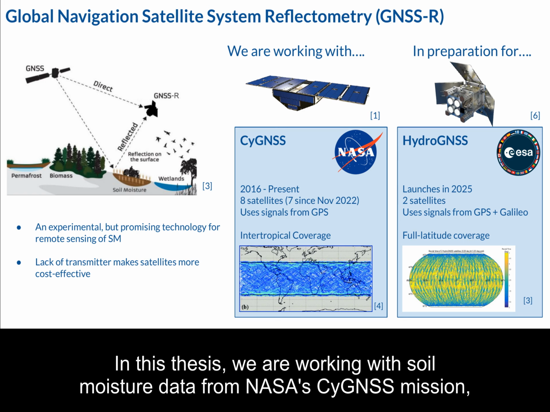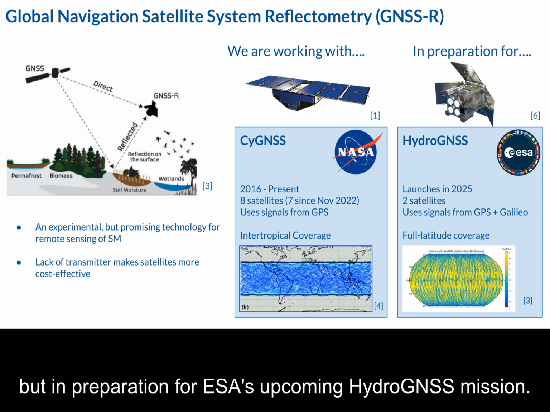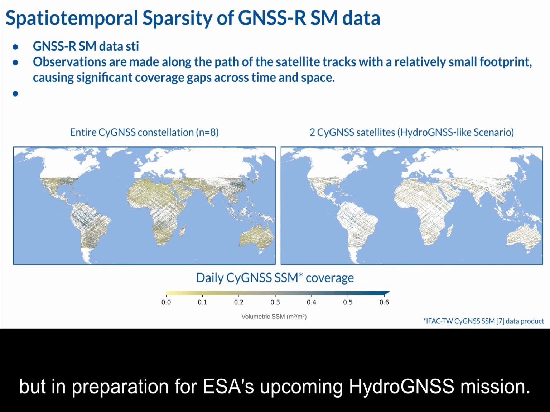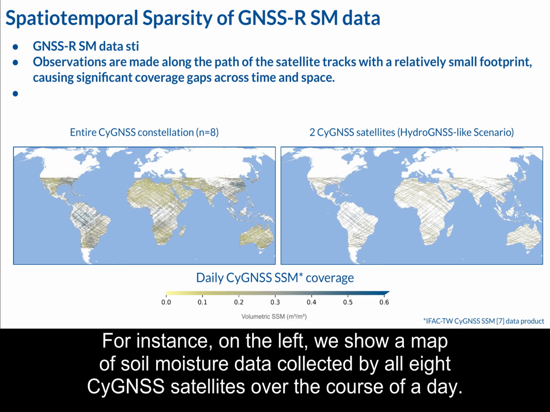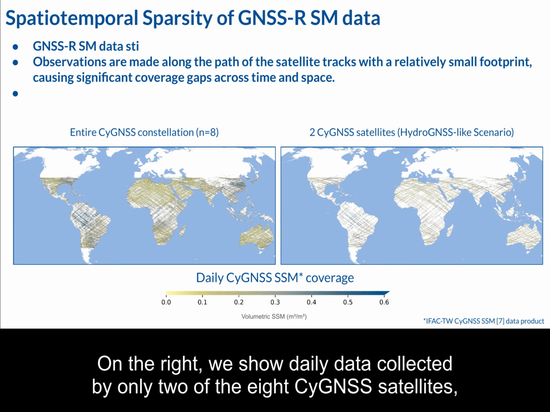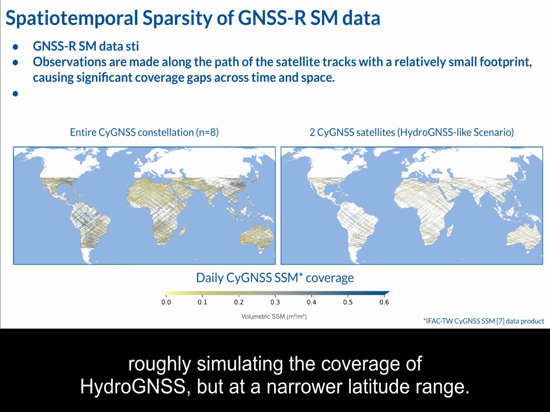In this thesis, we are working with soil moisture data from NASA's Cygnus mission, but in preparation for ESA's upcoming GNSS mission. GNSS-R soil moisture is still experimental and faced with complex issues, such as that of spatiotemporal data sparsity. For instance, on the left, we show a map of soil moisture data collected by all 8 Cygnus satellites over the course of a day. On the right, we show daily data collected by only 2 of the 8 Cygnus satellites, roughly simulating the coverage of GNSS, but at a narrower latitude range.